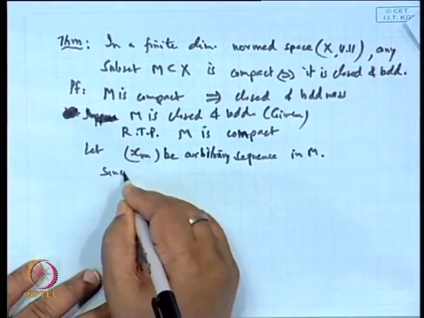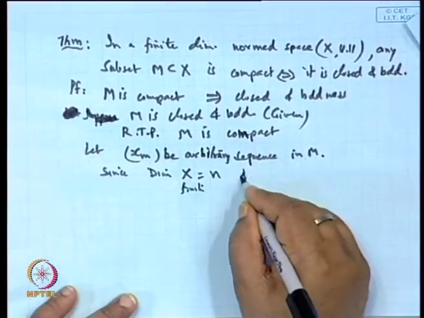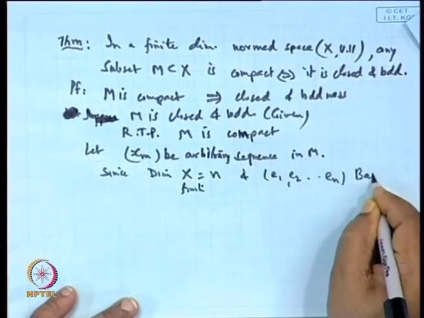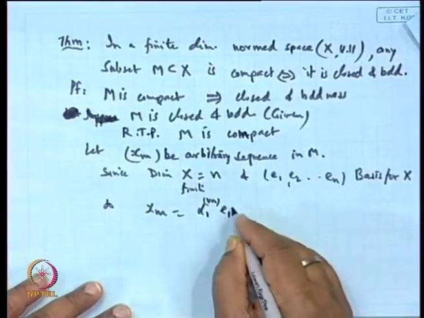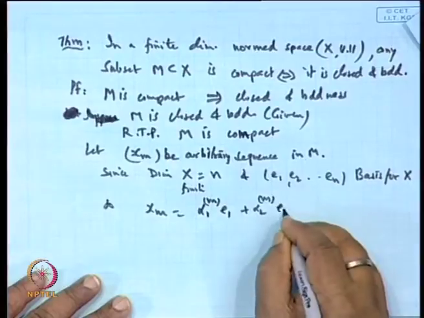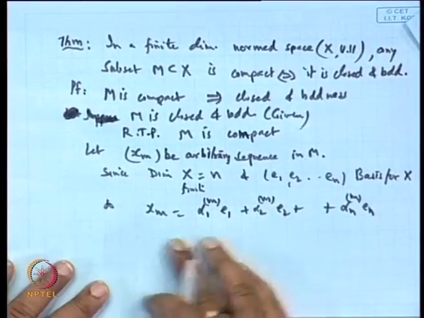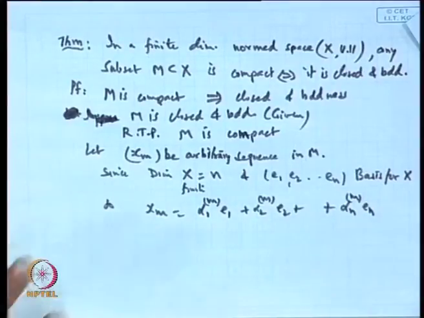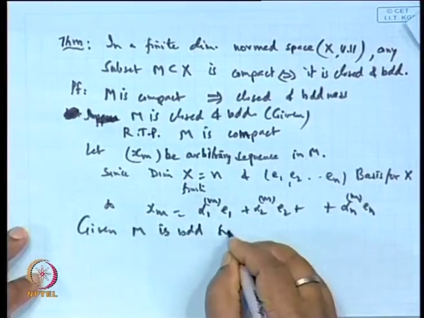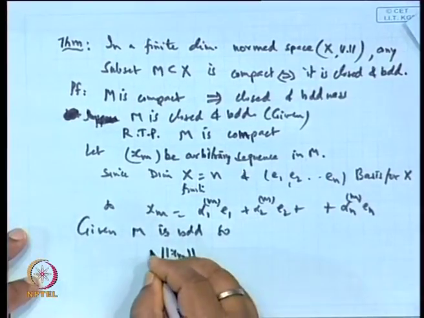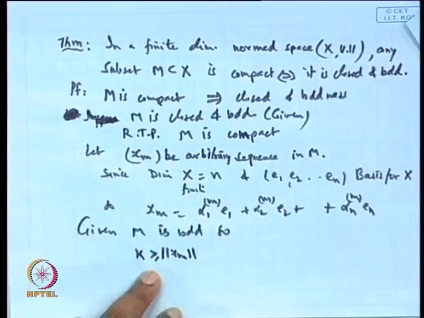Now, since the dimension of X is n, which is finite, let e1, e2, ..., en be the basis elements for X. So, Xm can be expressed in terms of these basis elements as alpha 1m e1 plus alpha 2m e2 plus ... alpha nm en. Means there exist scalars alpha 1m, alpha 2m, ..., alpha nm so that Xm can be expressed in terms of this. Clear? Now, given that M is bounded, the norm of Xm must be bounded by a certain number k. K is greater than or equal to norm of Xm, because the length will be finite.